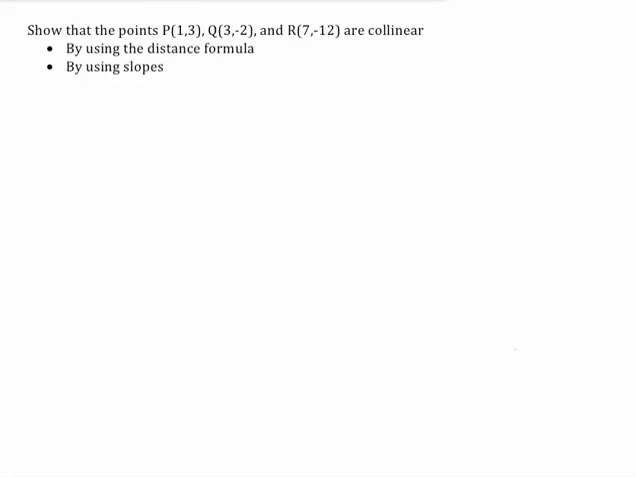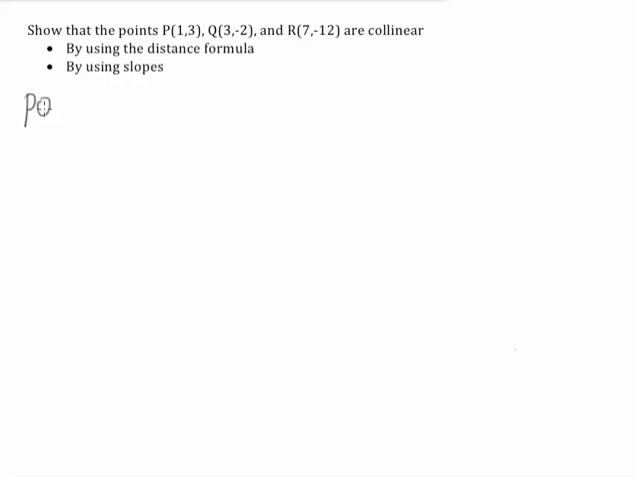We've got a problem here where we've got 3 points and we want to show that they're collinear. That is, they line up in a straight line, and we're going to use two different techniques. Now, when you're doing the distance formula, it's really important to make sure you know which point is in the middle out of your 3. And we can do that by looking at our x-coordinates, 1, 3, 7. So Q is in the middle.